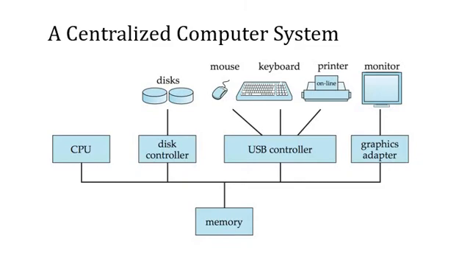it has some disk and disk controller. If you have multiple disks, you need to have some disk controller, some USB controller for keyboard, mouse, printer, and some graphics adapter. It might be a built-in GPU, or it might have an extra port or extra card for monitoring the devices and monitor devices, and also some memory, that is basically the RAM. So this is a centralized computer system.